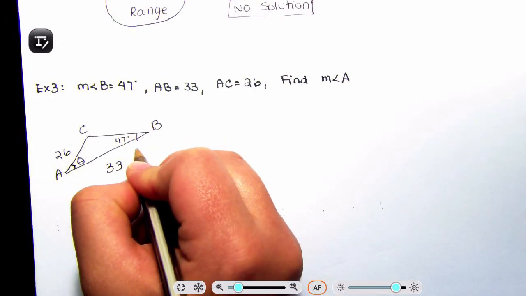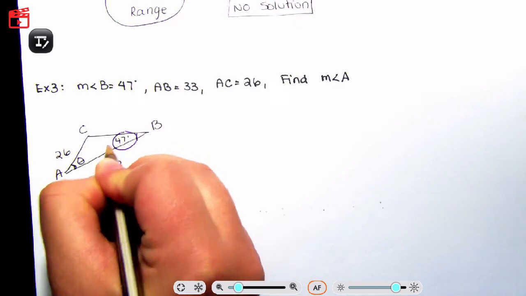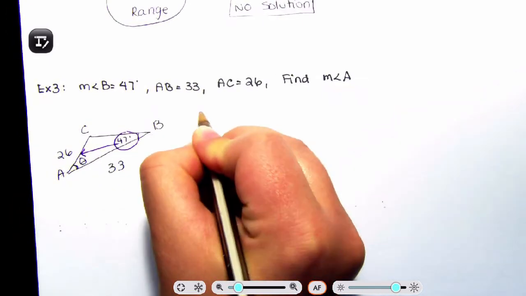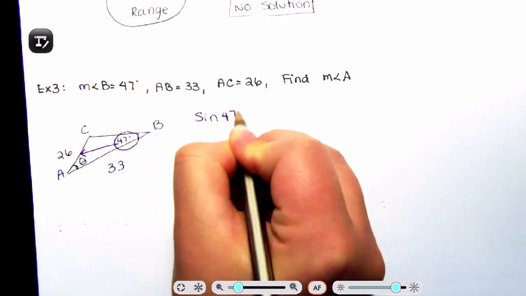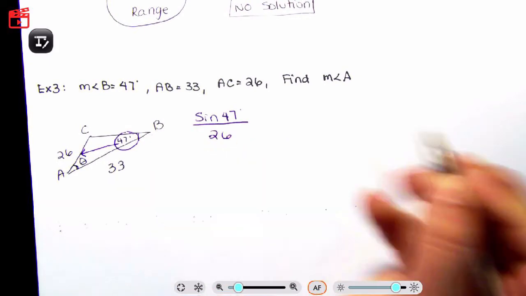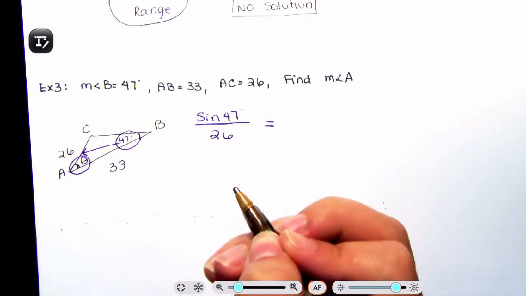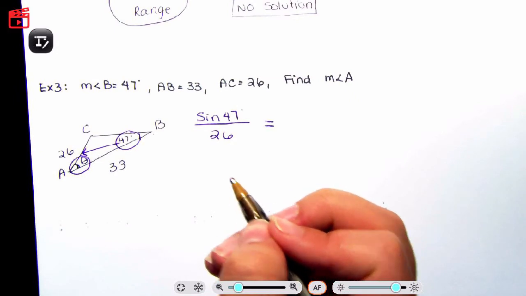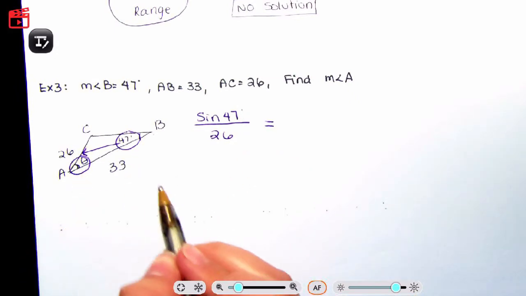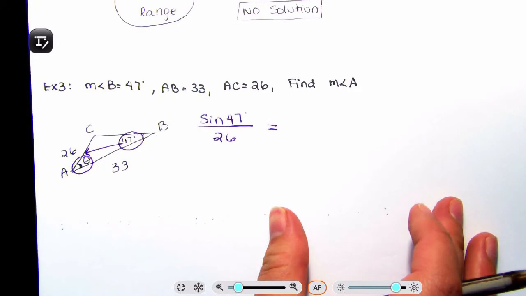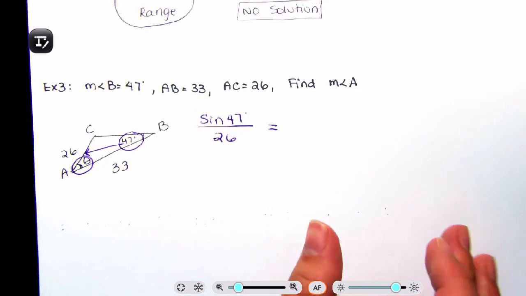Let's see, what do we have? I have an angle. I have a side, so sine of 47 degrees over 26. And I have an angle. Oh, this one might be a little bit more challenging because I'm thinking angle side, angle side. Did I miss something? Let's double check here.